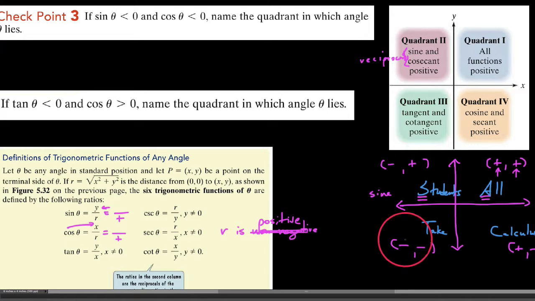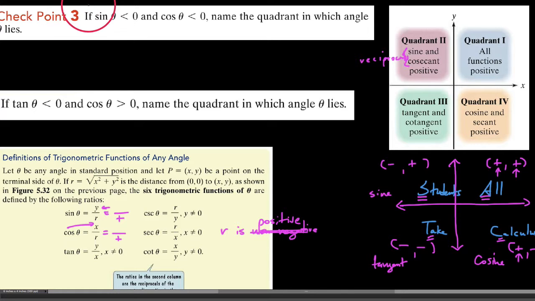Down here where it says Take, tangent is the only thing that's positive in the third quadrant. And then Calculus, that C indicates cosine. Cosine is the only positive value if you terminate in the fourth quadrant, because you have a positive x value down there. So this All Students Take Calculus thing is pretty nifty when it comes to saying where your angle has to lie.